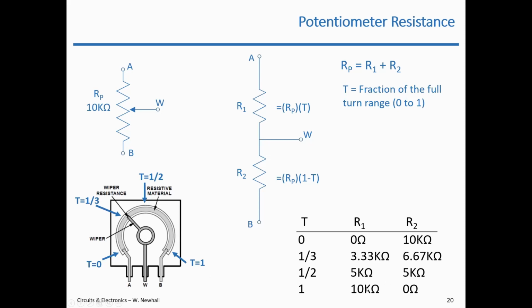Okay, so that's what a potentiometer does. It's a variable resistor circuit, and you can use these for volume control knobs. You can use these for adjustable voltages, for example. And that's what I want to talk about next. But do you have any questions on the potentiometer?